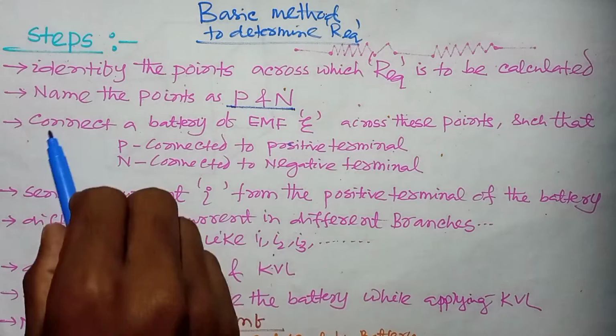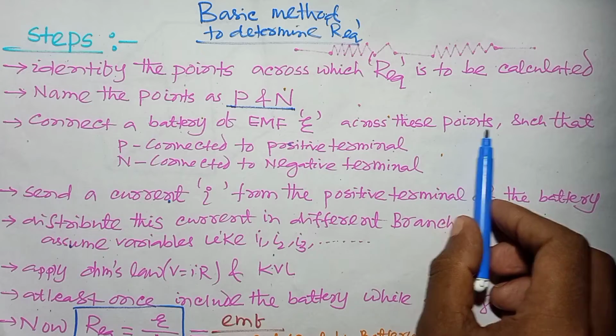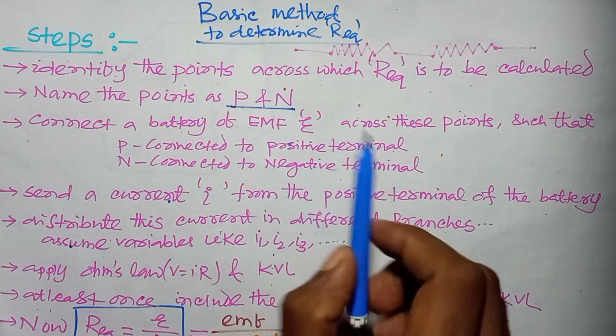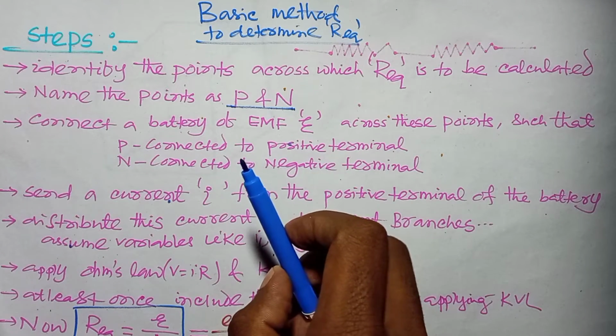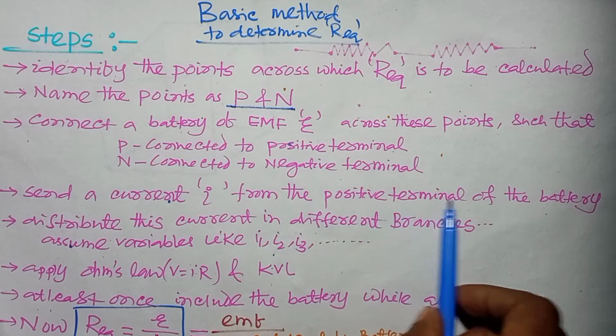Now we have to connect a battery of EMF E across the points such that P is connected to the positive terminal and N is connected to the negative terminal. Then we have to send a current I from the positive terminal of the battery.